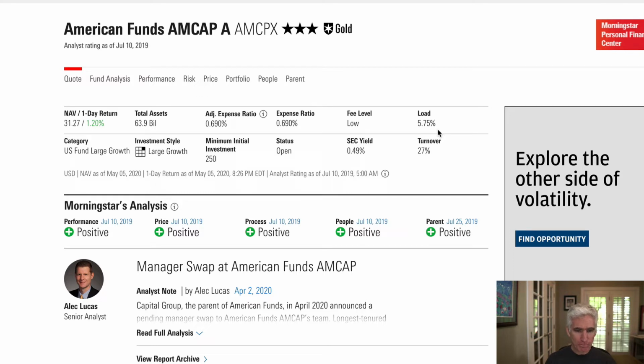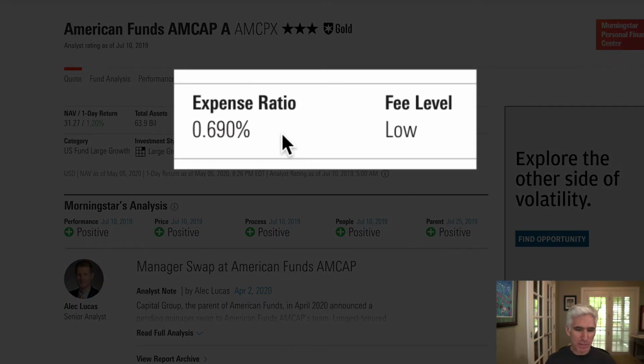Now, the other thing I want to point out here, remember we just looked at the Vanguard fund. It had an expense ratio of 4 basis points. Well, this fund has an expense ratio of 69 basis points. Remember, 100 basis points would be 1%. So this one is 0.69%. The thing I point out is Morningstar calls this low as well. The 4 basis points from Vanguard they called low. The 69 basis points from this American fund they call low. And let's even put aside the load fee.